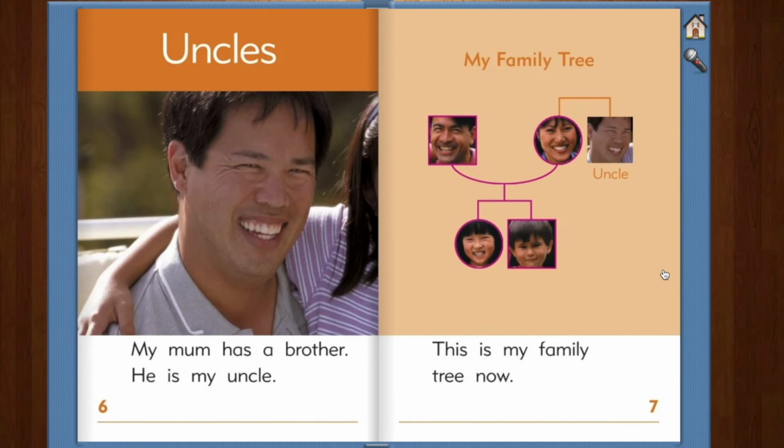Uncles. My mum has a brother. He is my uncle. This is my family tree now. Back to the diagram, we see that the mum is now connected to her own brother. And if we follow this line all the way backwards to the girl, we can see why she's calling him her uncle. Ooh, we keep adding on to our knowledge of family trees. After uncle, what was next? Can you remember what was on the contents page?